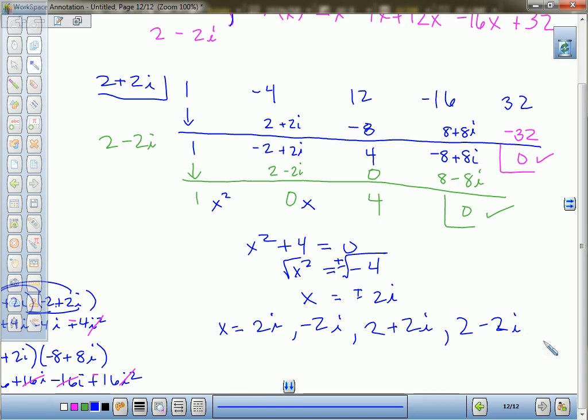They were all imaginary. Would this graph cross the x-axis? No, it wouldn't, because we have no real roots. It either all lives above or it all lives below, and because the leading coefficient is positive and it's even, the whole graph lives above the x-axis.